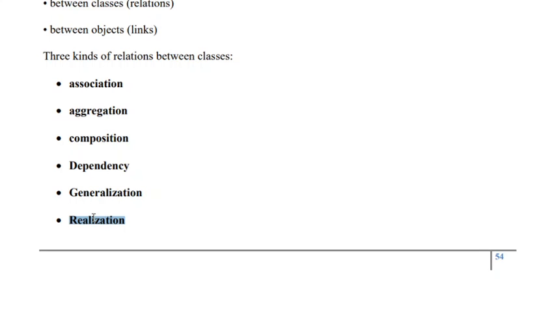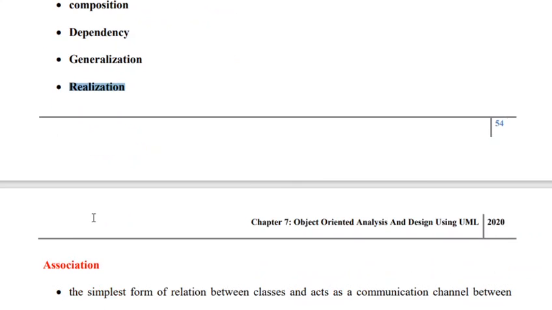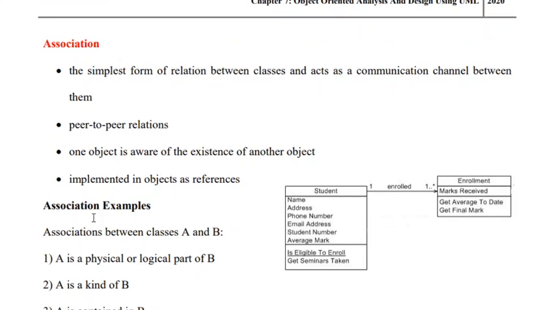Let us try to understand these relationships with the help of an example and a description. Now, let us talk about association first. Association is the simplest form of relationship that can be established between two different classes, and it acts as a communication link between them. Again, I'll repeat it: association is the simplest form of relationship between two different classes, which tries to establish a communication channel between them. So, it's a peer-to-peer relationship.